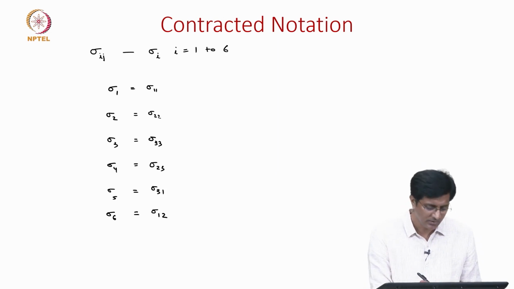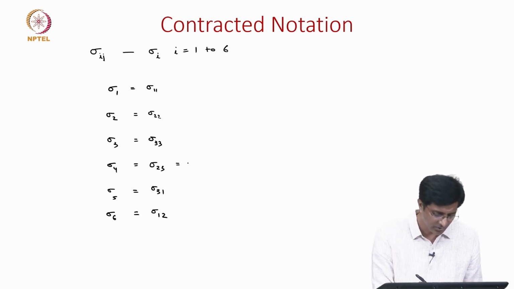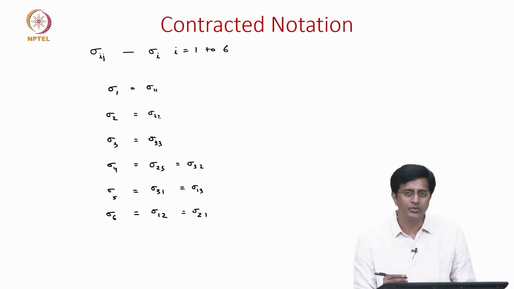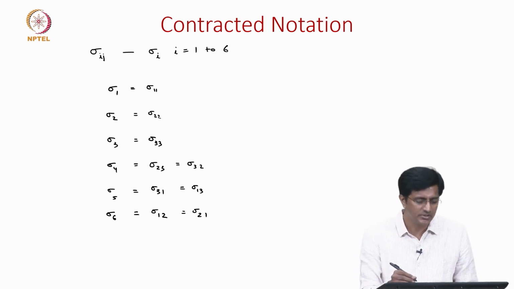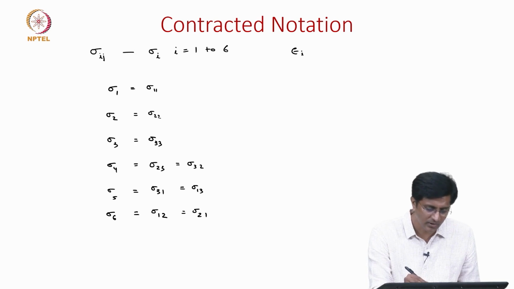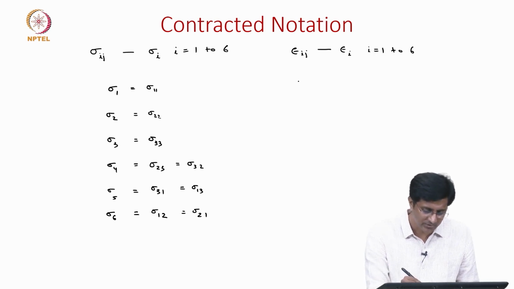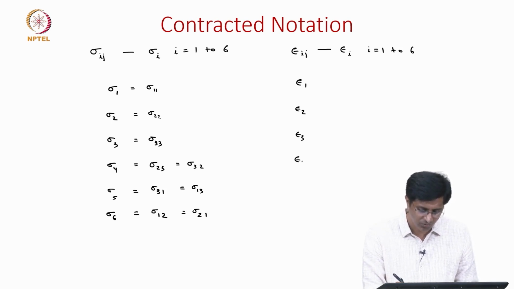But we already know from stress symmetry that sigma 23 is also sigma 32, sigma 13 is sigma 31, and sigma 12 is sigma 21. Similar to stresses, we can do the same for the strains as well. Instead of epsilon ij, I can replace it with a single subscript epsilon i, where again i goes from 1 to 6. So, we have these 6 components: epsilon 1, epsilon 2, epsilon 3, 4, 5 and 6.